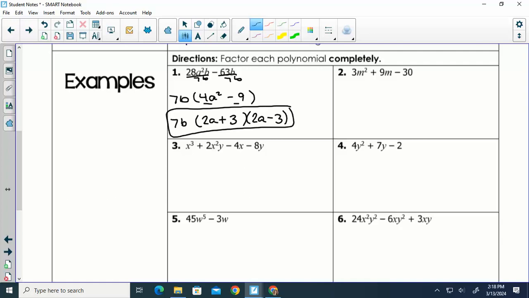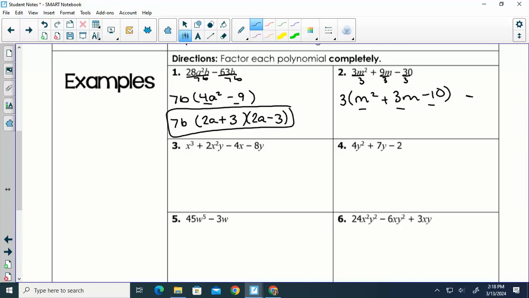Let's look at number 2. So first step, check. Do we have a greatest common factor? Yes. What is it? 3. So I can take out the 3. That's like dividing all of these by 3. So that gives me m squared plus 3m minus 10. How many terms is this? 3. So 3 terms, what do we do? Slip and slide or easy method, kind of depending on which setup. So since it's a 1m squared, we should be able to do the easier method.